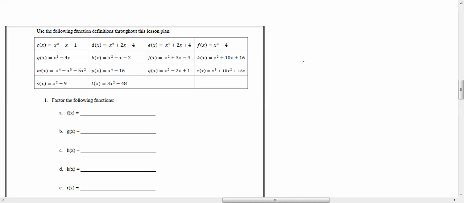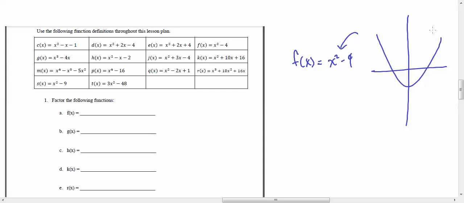F of x, which one's f of x? Oh, okay. F of x, I want to graph that. X squared minus 4. That one's not that interesting to graph, to be honest with you. That is a straight up parabola. Move down 4. Okay, that's pretty simple. Let's try this one.